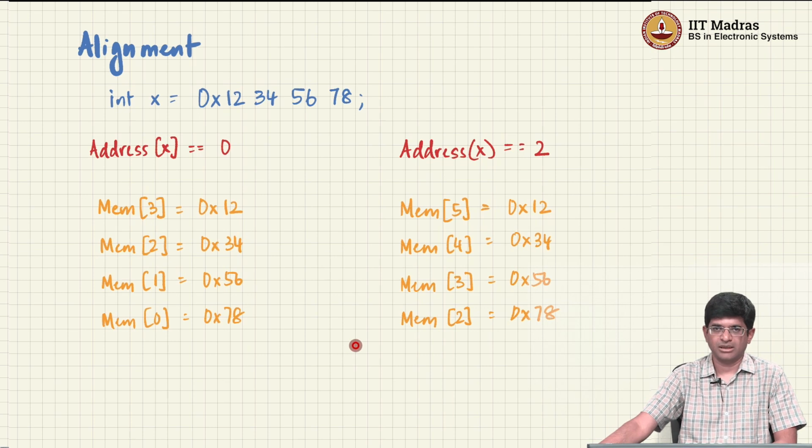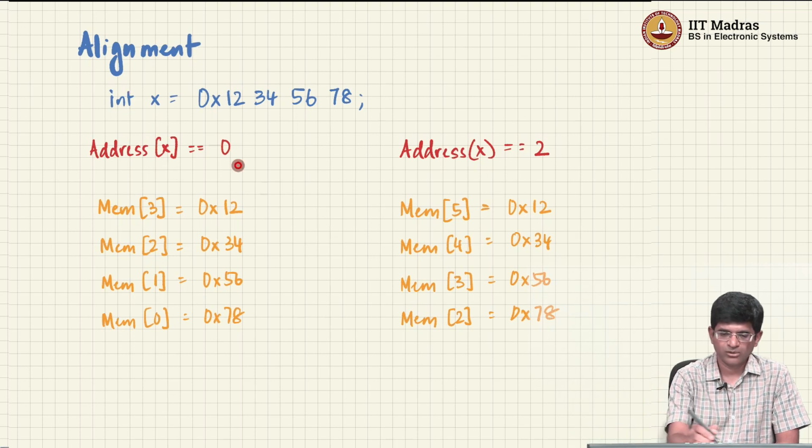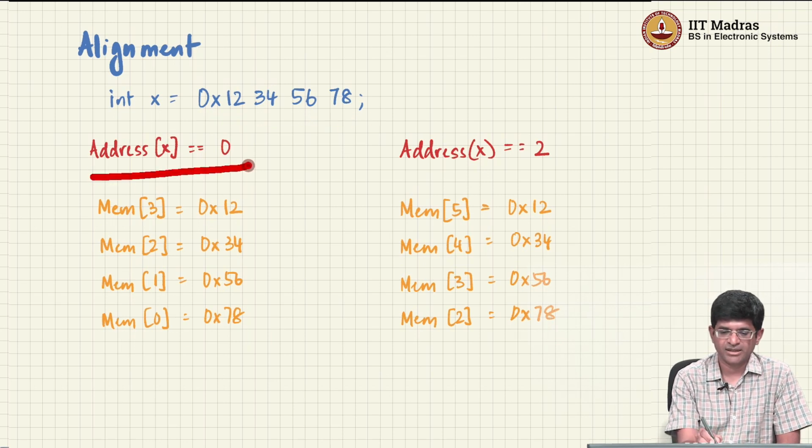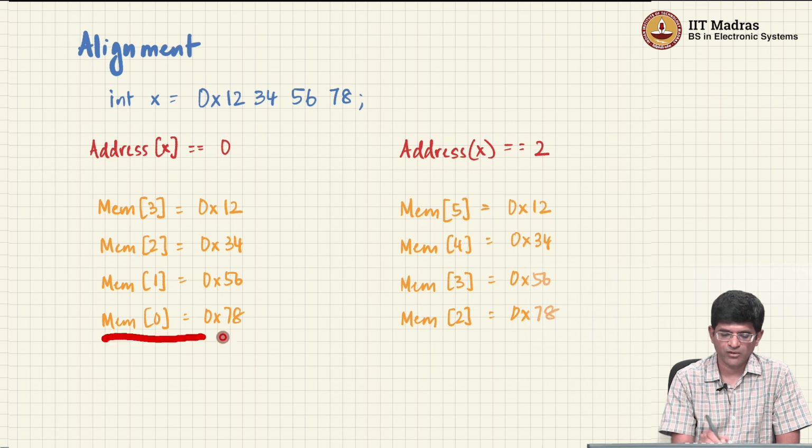A related concept similar to the idea of endianness is what's called alignment. In alignment, what we are trying to say is, I have 4 bytes, and if I said that the address of x was 0, then on a little endian machine, mem of 0 would have the least significant byte, 78 hex of course, and mem of 3 would have the most significant byte. So far so good, we already saw some examples of how that would get implemented.